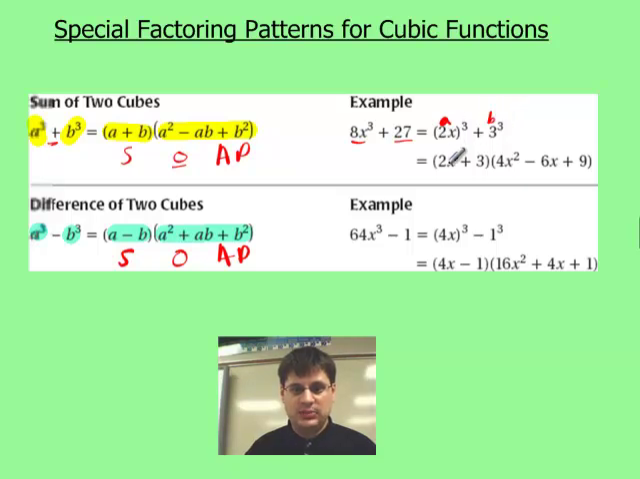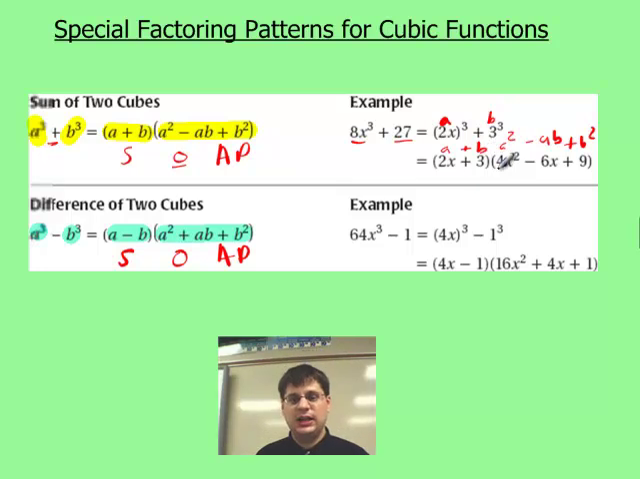So then we just substitute them into our pattern here. So a plus b, and then a squared, so that's going to be a squared minus a times b, so 2x times 3, and then plus b squared. So a plus b. So that's how that works.